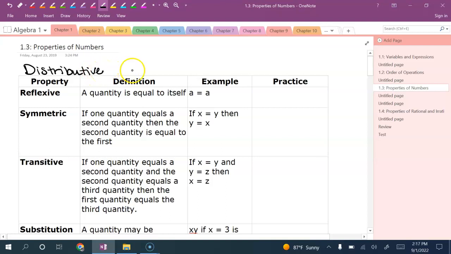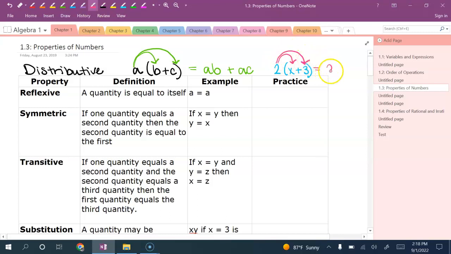The distributive property looks like this. You would have a quantity sitting in front of parentheses, and inside the parentheses you would be adding or subtracting other items. And what you would do is take that first term and multiply it into the parentheses. So a lot of times you'll see arrows get drawn. And so what you could do then is take A times the B and add that to whatever A times C would be. So, for example, if I had 2 times x plus 3, I could use the distributive property to multiply in, and that would say 2x plus 6.